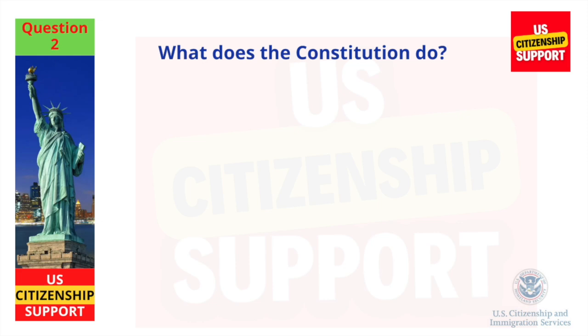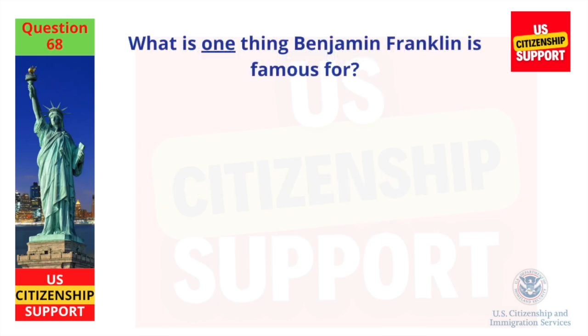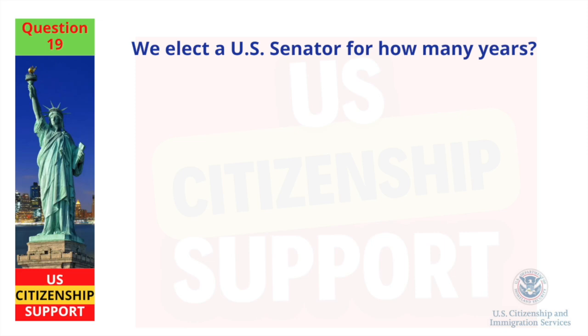What does the Constitution do? Sets up the government. What is an amendment? A change to the Constitution. What is one thing Benjamin Franklin is famous for? US diplomat. We elect a US senator for how many years? 6.